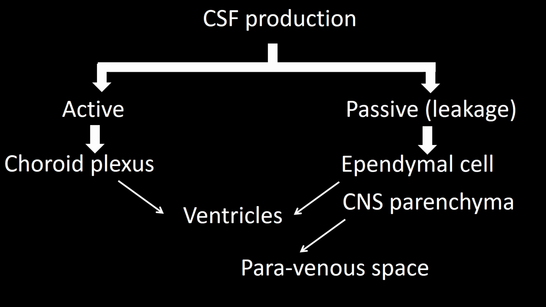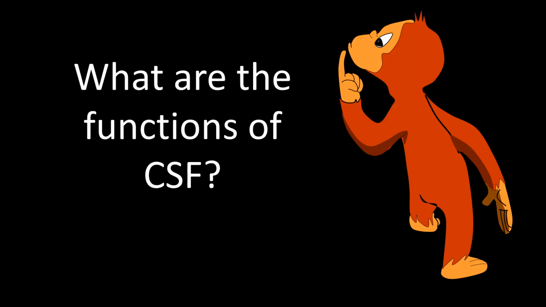The third and last mechanism of CSF production is CNS parenchymal leakage. CNS parenchymal leakage spills into the paravenous space. We will describe the paravenous space and explain its relation to CSF production at the same time as we address CSF circulation and reabsorption in a few minutes. But first, we will address what are the functions of the CSF.